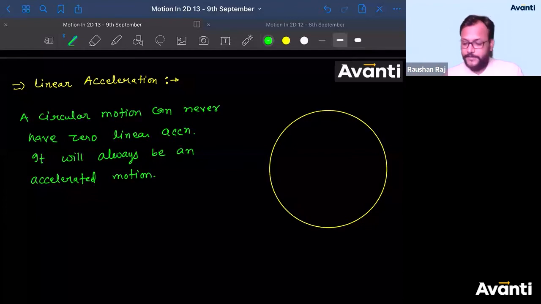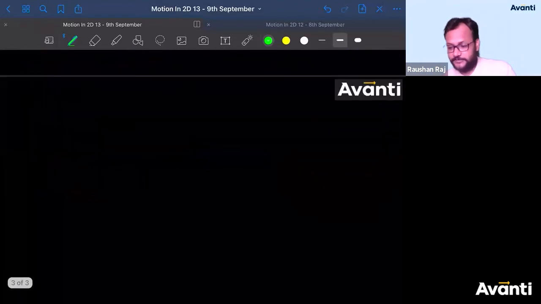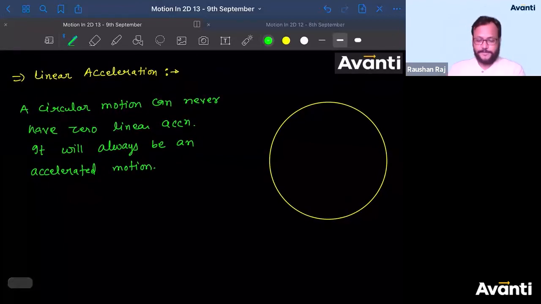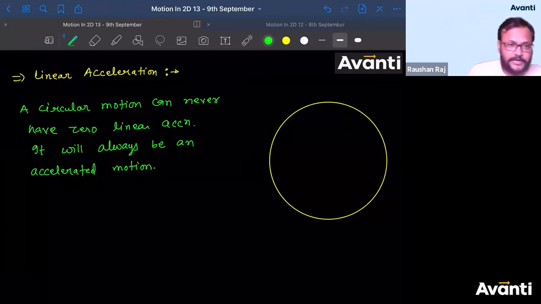Now let us find out the linear acceleration in a comprehensive way. Let us find out what will be the linear acceleration at any time t. What will be the direction of linear acceleration in general? In general, what will be the linear acceleration of the particle undergoing a circular motion? Let us find out.